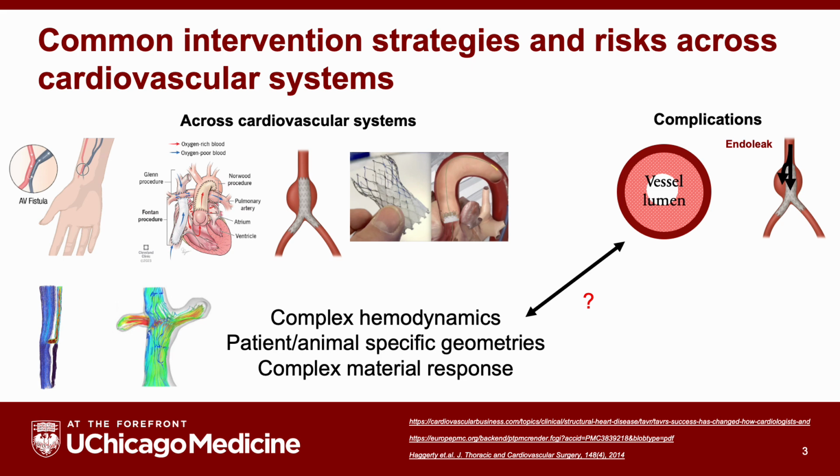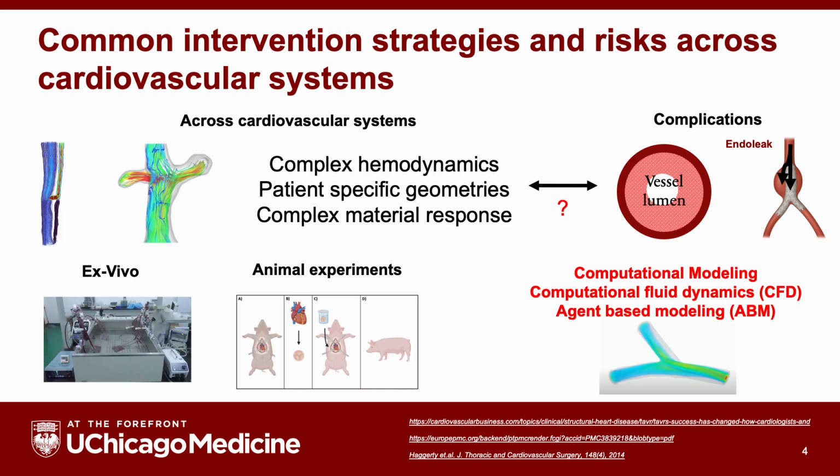The complexity in hemodynamics characteristics, patient or animal-specific geometries, and tissue-specific responses to mechanical loading must be incorporated to link intervention and potential complications. How can we effectively study this link? Ex vivo and animal experiments provide significant insights and understanding, yet they are also highly costly, especially when the effects of multiple parameters need to be considered and isolated.